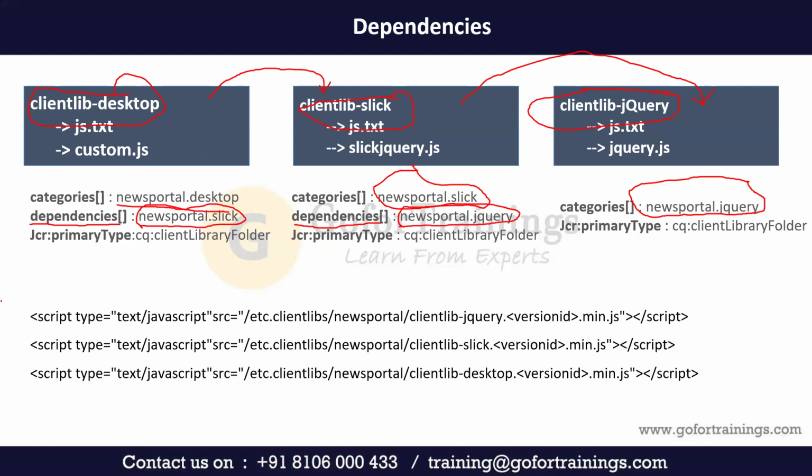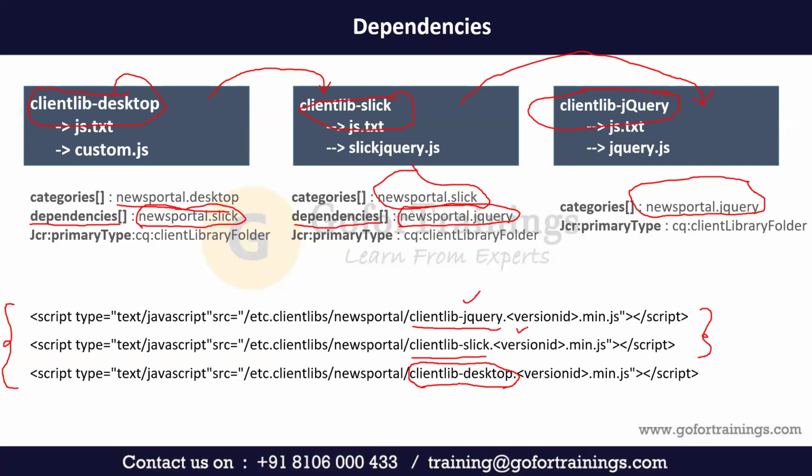Now if you check this hierarchy, this is the order of JavaScript includes in the HTML markup. So before desktop, Slick will load, and before Slick, jQuery will load. But we did not load these two libraries from the template level page policy. We are loading client lib desktop only from template level page policy. But still these two client libraries will load because of this dependency management.